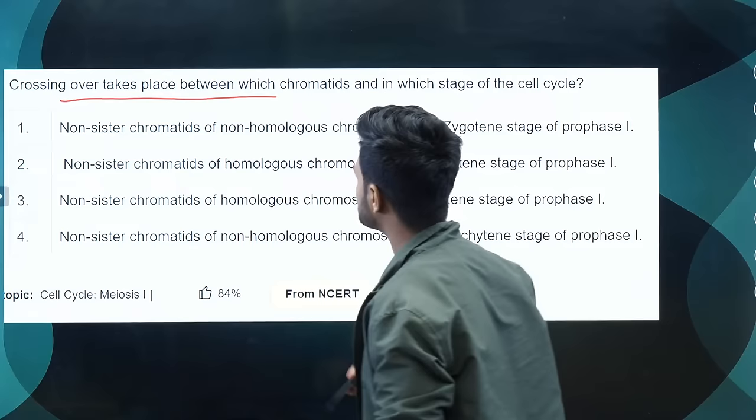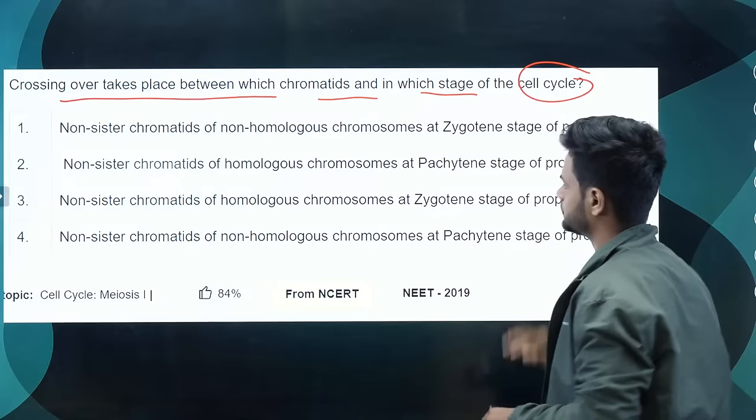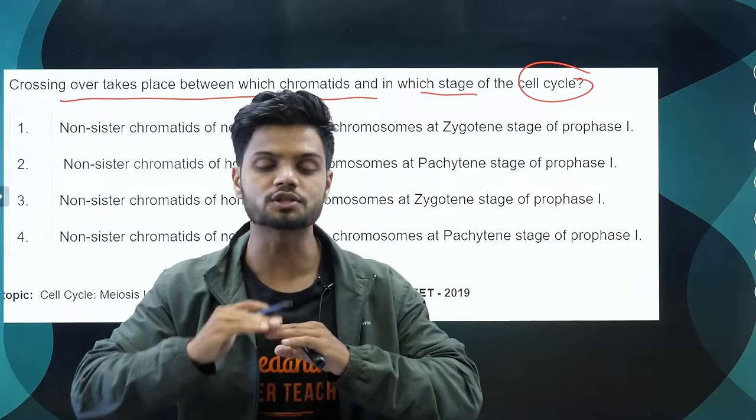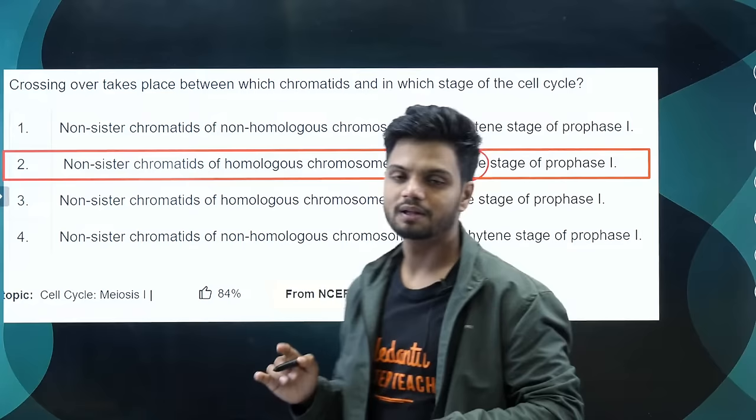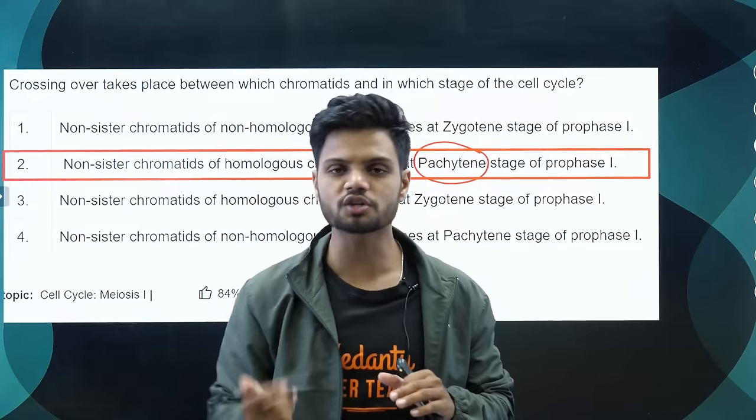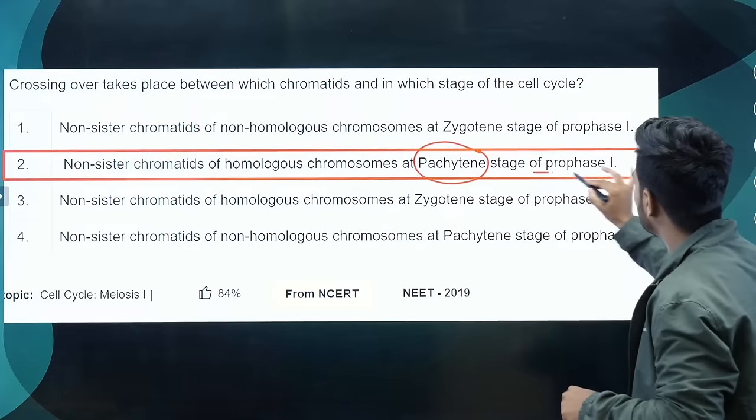Crossing over takes place between which chromatids and at which stage of the cell cycle? All of us know crossing over happens between non-sister chromatids of a homologous chromosome, at the pachytene stage. Leptotene, zygotene, pachytene. The third stage, pachytene, is where crossing over is happening, in prophase 1.